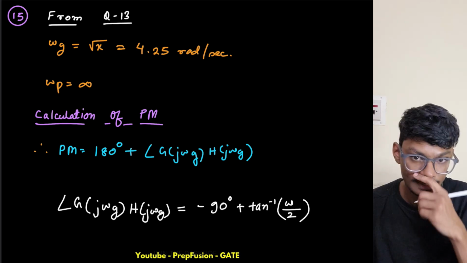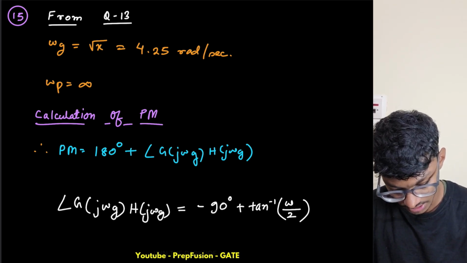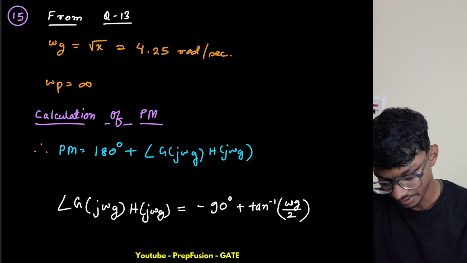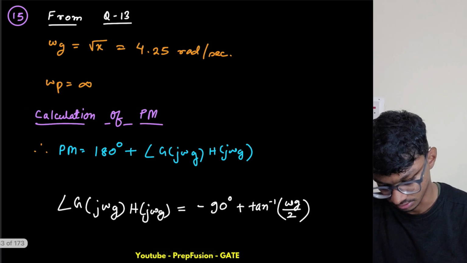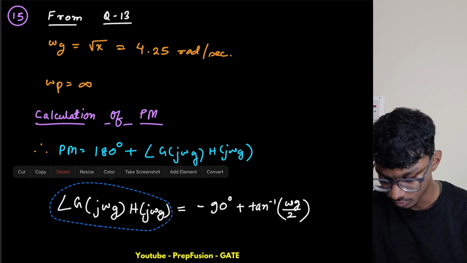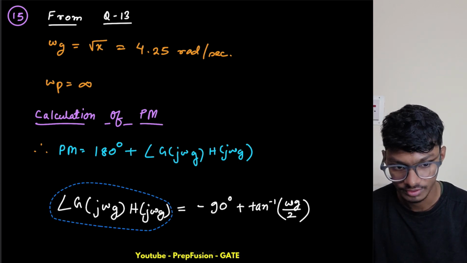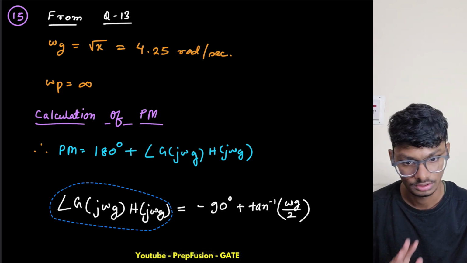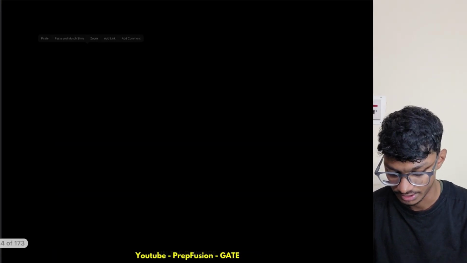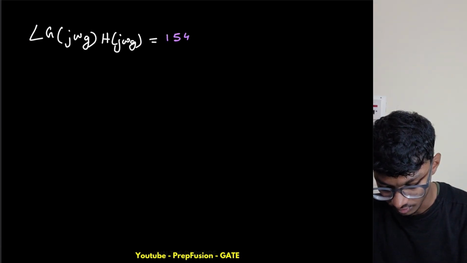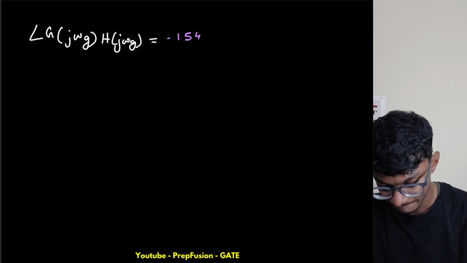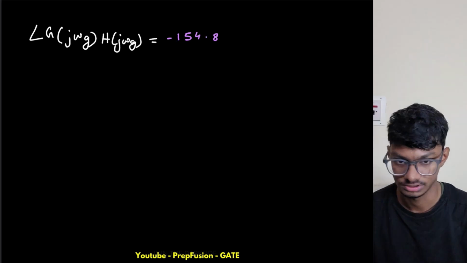Now let me find the angle at omega g. Let me put the value of omega g, which is 4.25 radians per second. If I put omega g over here, it will come out to be almost 154.8 something, which is in the negative direction, obviously, minus 154.8. Something like this it will come.